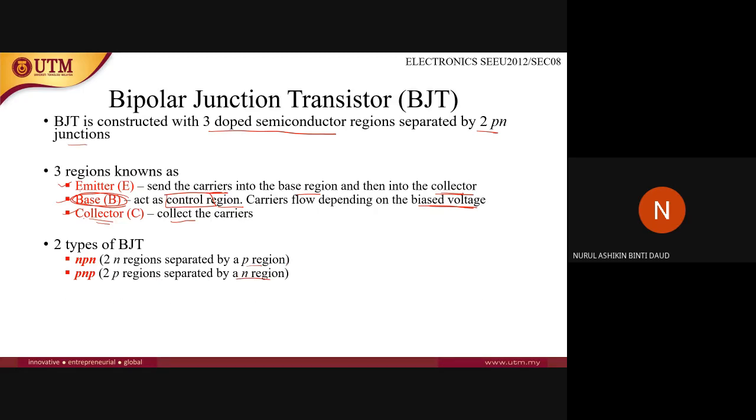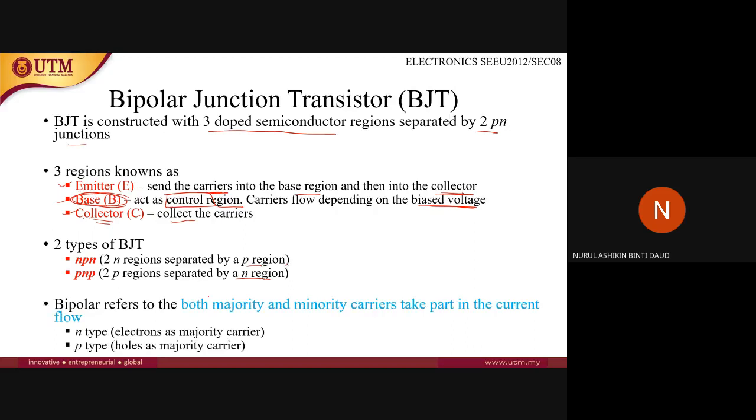And the bipolar refers to why it is called bipolar, because both majority and minority carriers take part in the current flow. So it's different with diode. If diode, only the majority carriers will take part in the current flow, depending on what majority carriers are inside the diode. But for bipolar, both the majority part and the minority part will take part in the flow of currents.